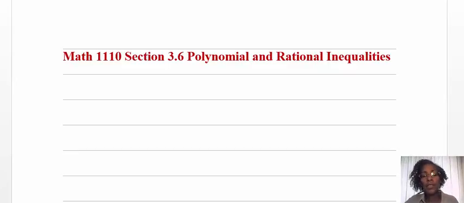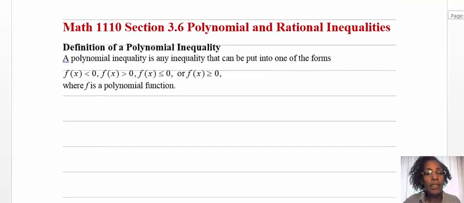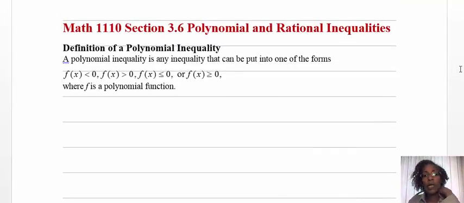Alright, let's take a look at section 3.6, polynomial and rational inequalities. Let's begin by looking at the definition of a polynomial inequality. A polynomial inequality is any inequality that can be put into one of the forms f of x less than 0, f of x greater than 0, f of x less than or equal to 0, or f of x greater than or equal to 0, where f is a polynomial function.